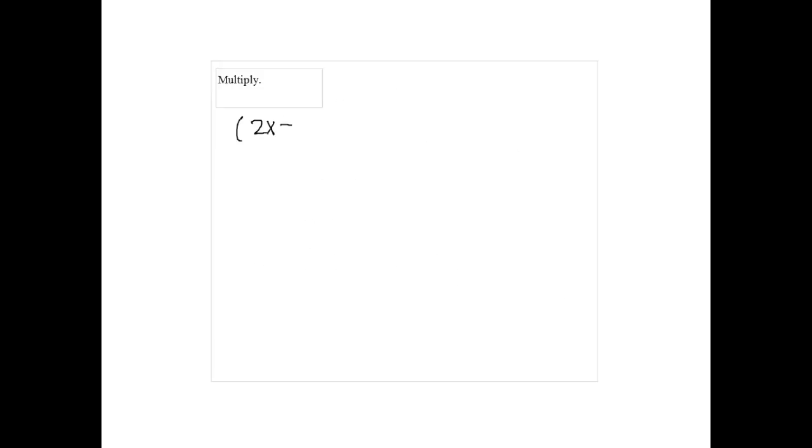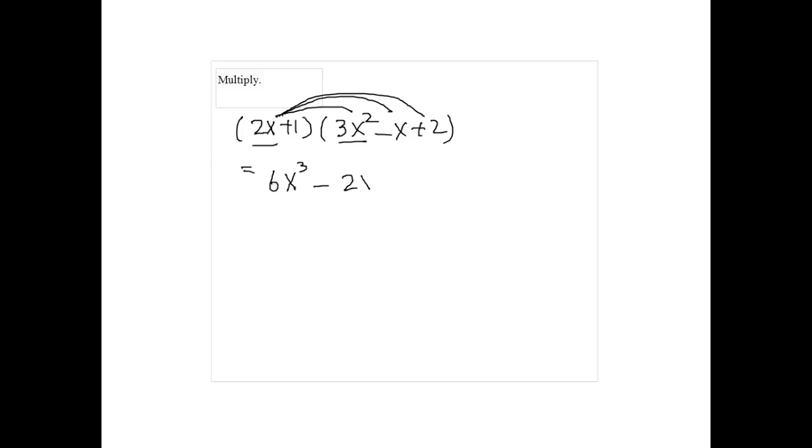Multiply 2x plus 1 times 3x squared minus x plus 2. First, we're going to multiply 2x to each term in the second parenthesis. So 2x times 3x squared is 6x cubed, minus 2x times x is 2x squared. Then 2x times 2 will be plus 4x.